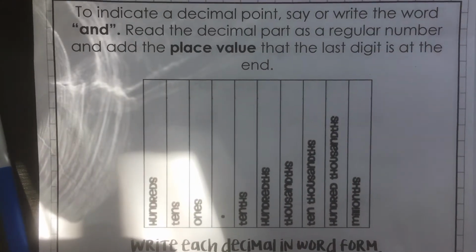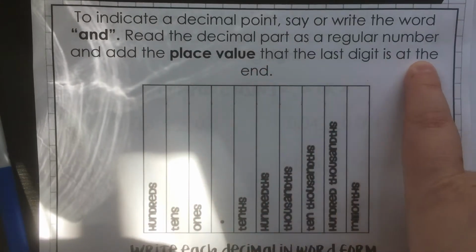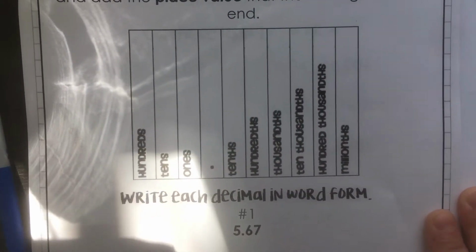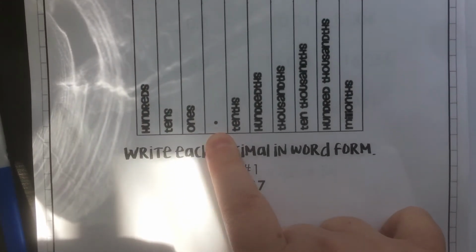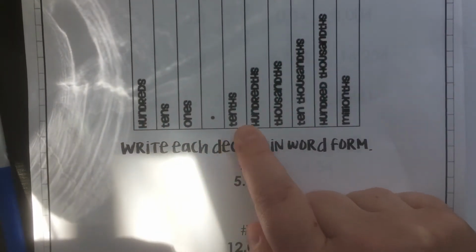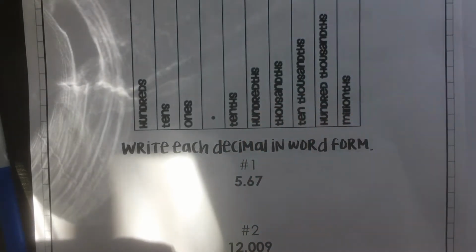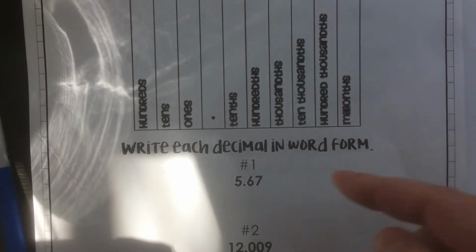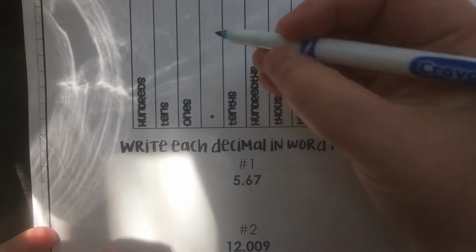To indicate a decimal point, say or write the word "and." Read the decimal part as a regular number and add the place value that the last digit is at the end. So here we have a little bit of a place value chart: ones, tens, hundreds, and then we're really looking at these decimals today. Tenths, hundredths, thousandths, ten-thousandths, hundred-thousandths, millionths. So whatever the decimal number is, just as a reminder, we name the decimal and then stick the place value on the end.